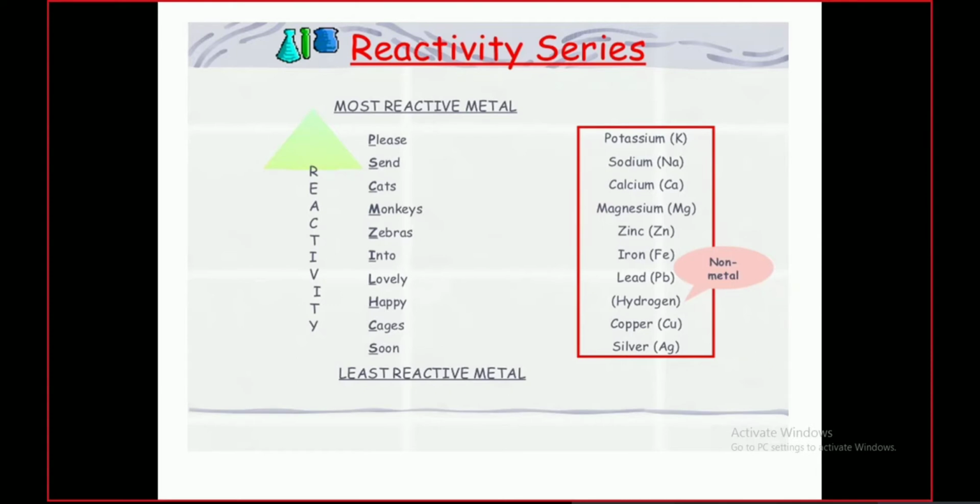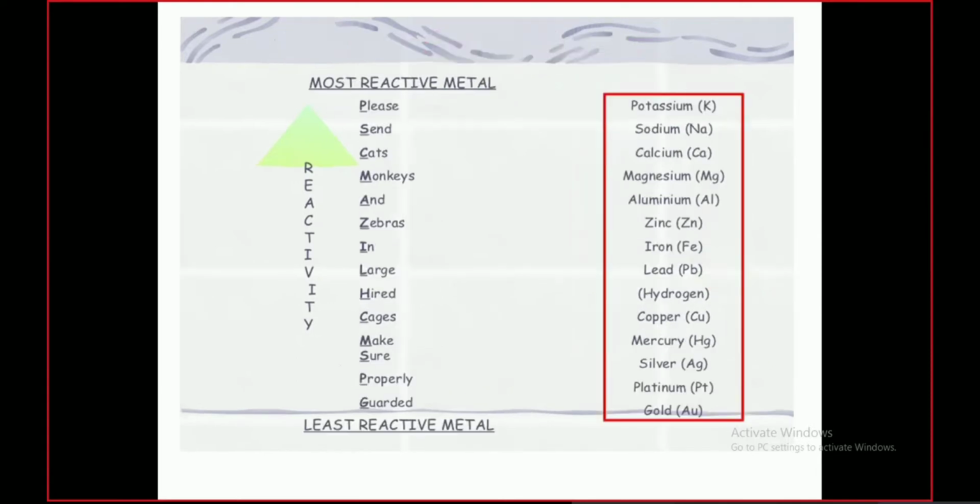So these metals are arranged in the reactivity series from most reactive to least reactive. This is the most reactive; moving downward, we go to the least reactive. Those present at the top are more reactive, and coming down the reactivity series, we find the least reactive. Here these are the least reactive, and at the top, the most reactive.